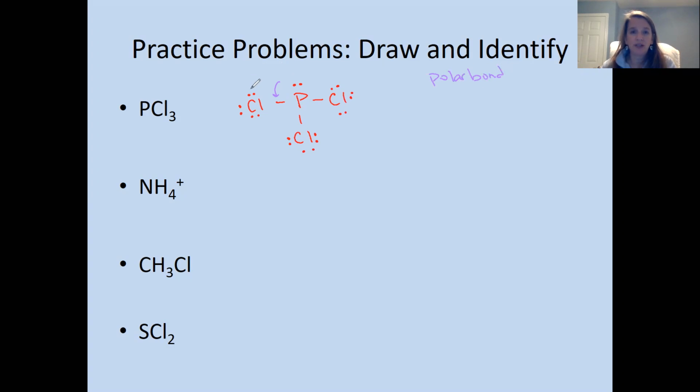Which one's going to hog the electron, the chlorine or the phosphorus? The chlorine's going to hog it because it's more electronegative. So the chlorine is going to be partially negative and the phosphorus would be partially positive. Okay? Then let's ask about the molecular polarity. Are all of the ends the same? Yes. Are there lone pairs though? Yes, we're talking about lone pairs on the central atom. Those are what's important. There's lone pairs on the central atom, so this is a polar molecule.